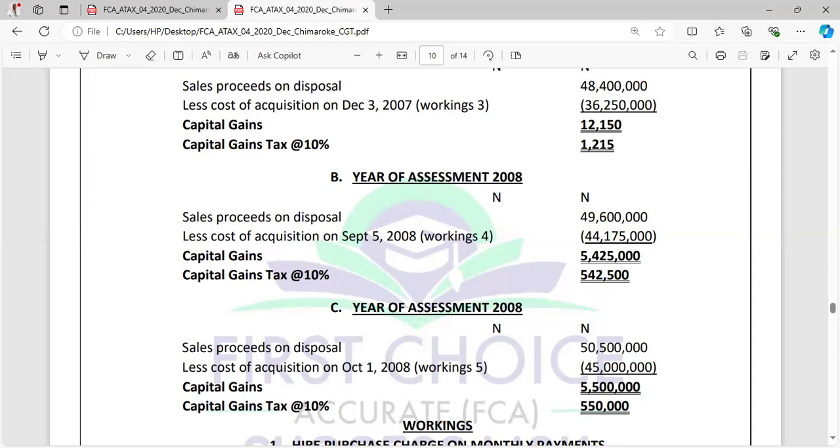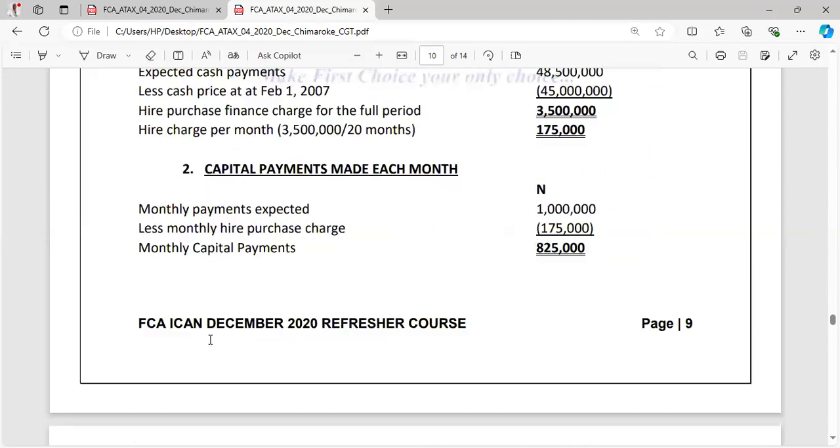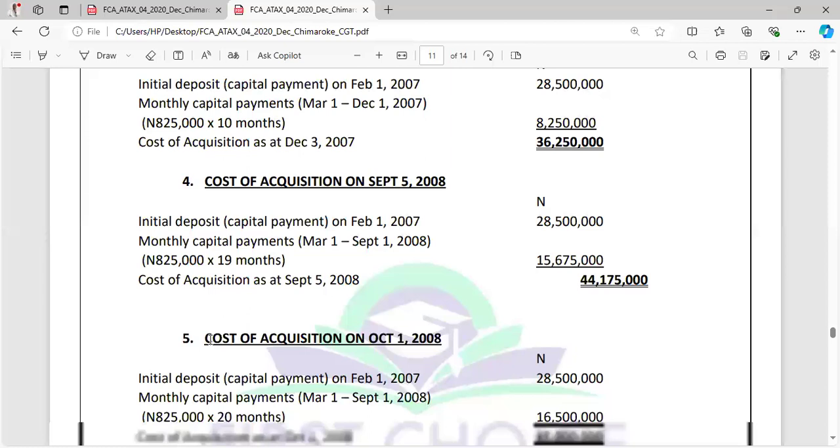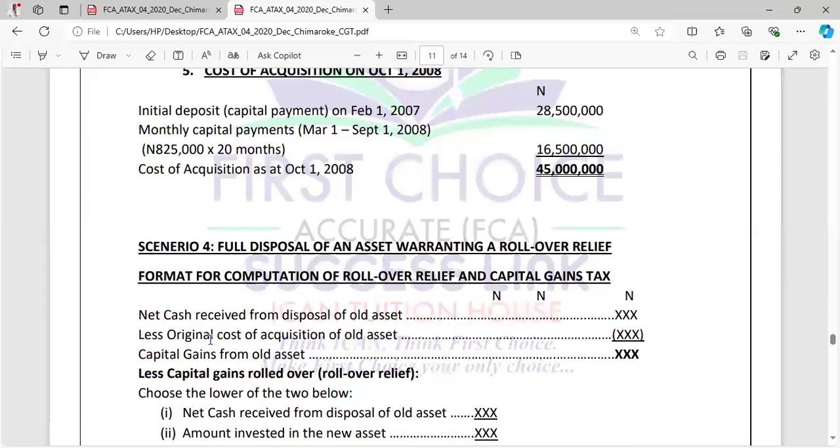But in parts A and B, hire purchase affected us because we were calculating the cost of the assets up to the point when we sold the assets. How much have we contributed or paid for the assets before it was disposed of? I guess we understand what we've done here. All right, so that is for part C, the third scenario.